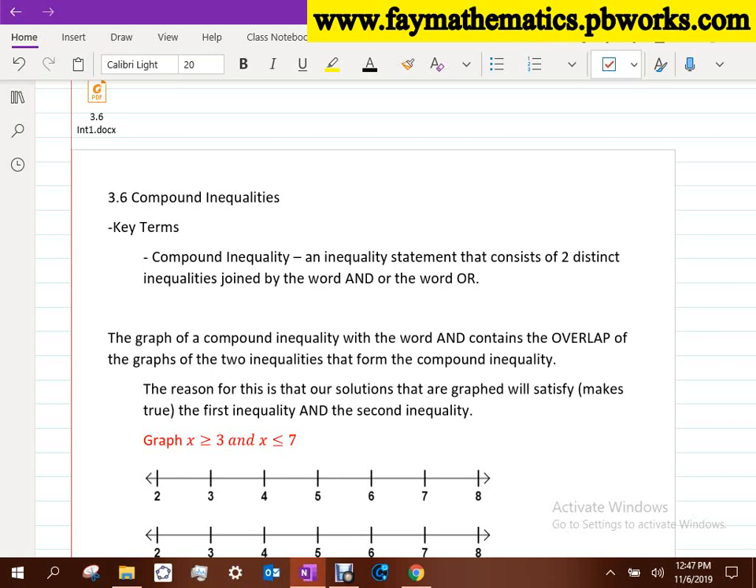So a compound inequality, by definition, is an inequality statement that consists of two distinct inequalities joined by the word and or the word or.